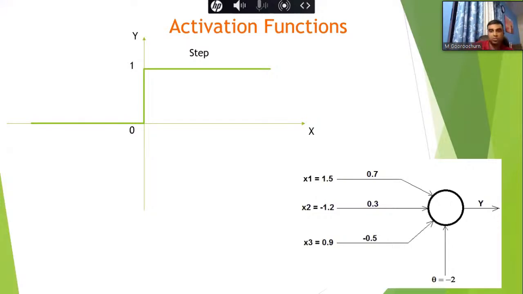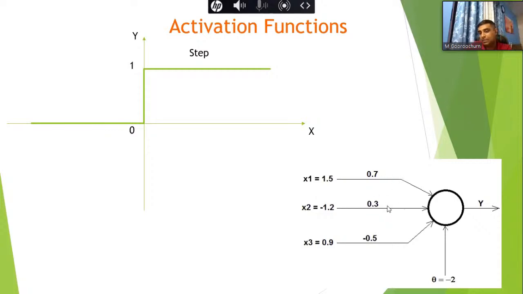Normally what we do is take the respective inputs and multiply by the respective weights, like we said, your weighted sum of inputs. So you have to take 1.5 times 0.7. In a way, x1 times w1 plus x2 times w2 plus x3 times w3. So you will have here capital X, which is 1.5 times 0.7 plus minus 1.2 times 0.3 plus 0.9 times minus 0.5. That is your capital X when you sum all these individual products.